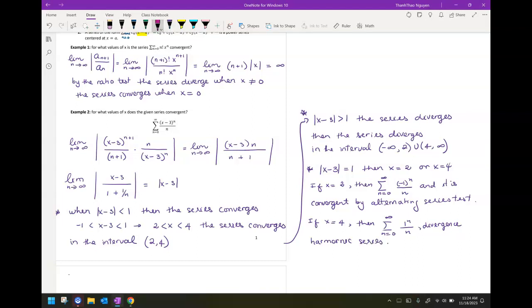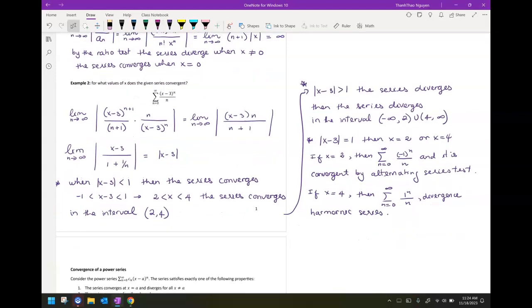So in the end, to conclude, where does the series converge? Therefore, the series in the question, the sum from n equals 0 to infinity of x minus 3 to the n divided by n, converges in the interval where we include 2 and exclude 4.